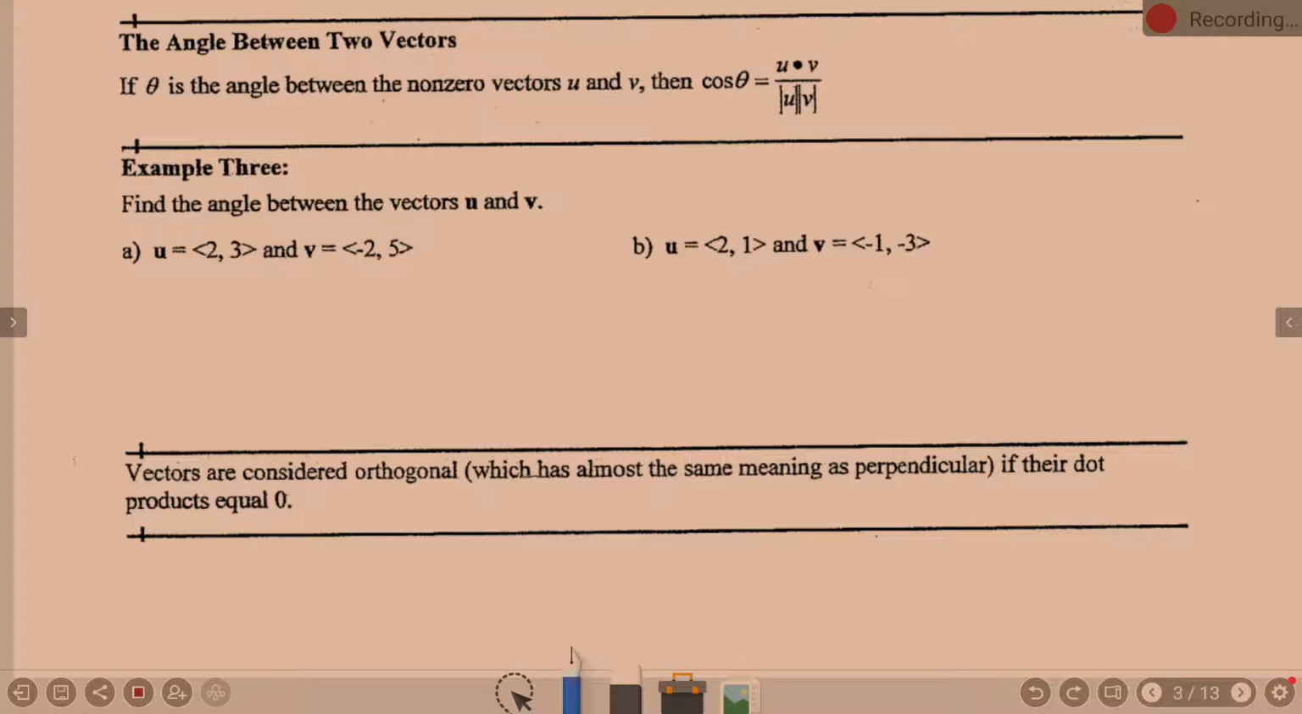So this is a formula we're going to be using. And we're going to use this formula to find theta.